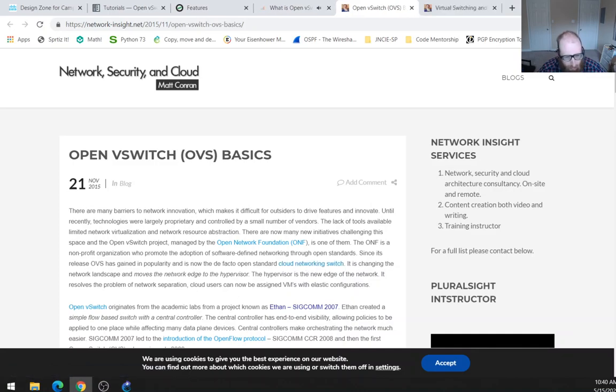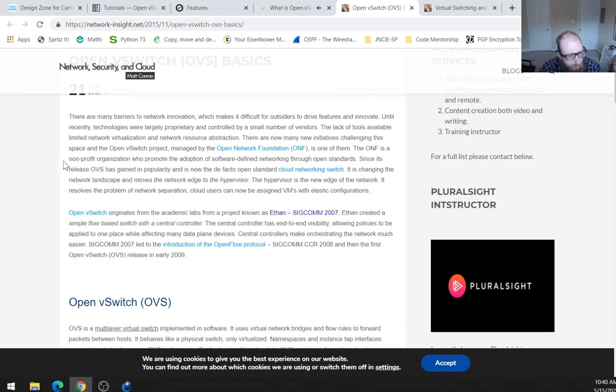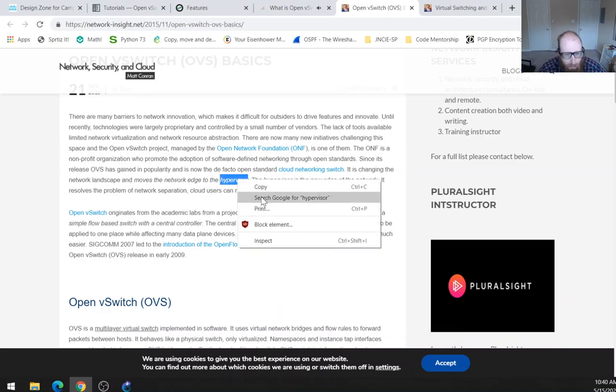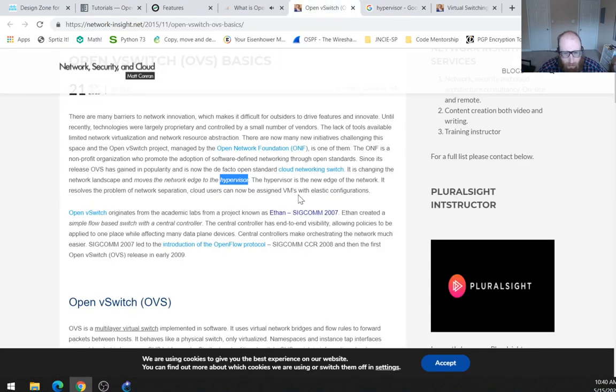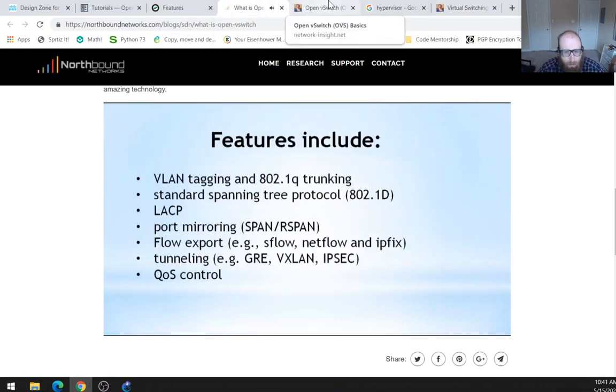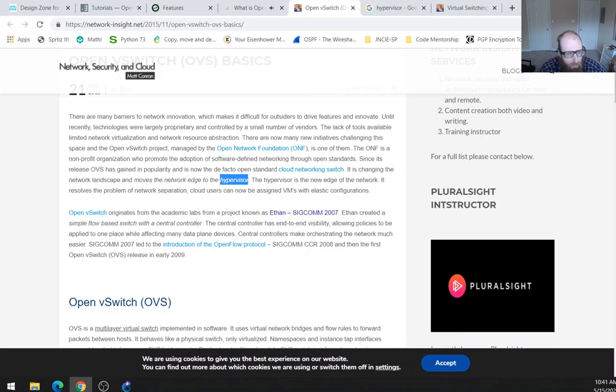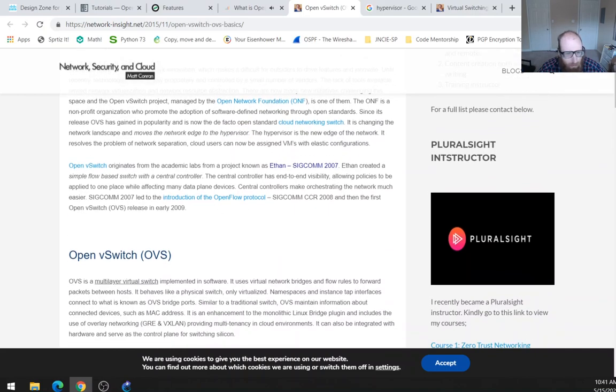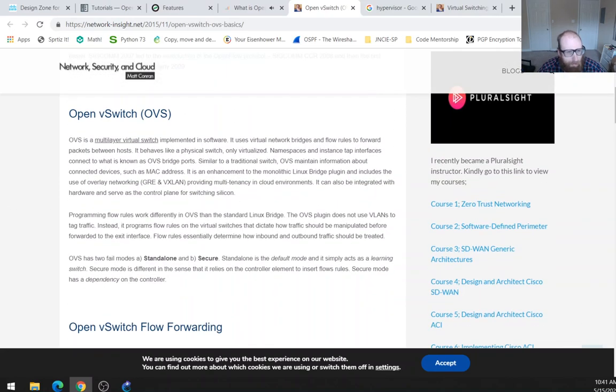Briefly, before we jump into a demo of Open vSwitch, what is it? Open vSwitch is an open-source, OpenFlow-capable virtual switch that is typically used with hypervisors to interconnect virtual machines within a host and virtual machines between different hosts across networks. It is also used in some dedicated switching hardware. It can be a critical piece in an SDN solution. OVS supports many traditional switch features such as VLAN tagging and 802.1q trunking, standard spanning tree protocol, LACD, port mirroring, flow export, tunneling, and QoS control.